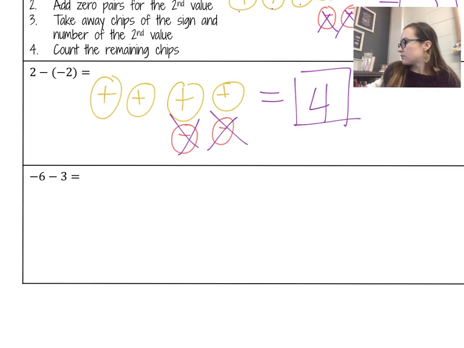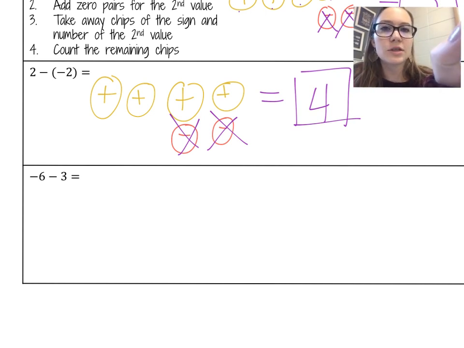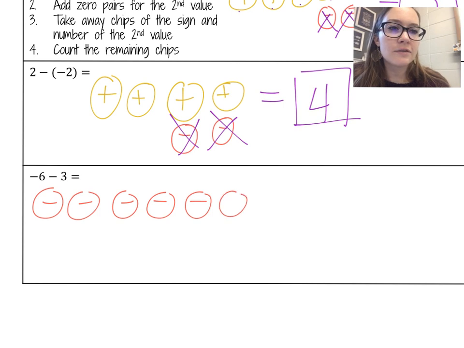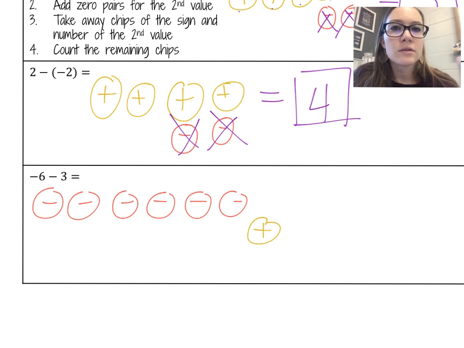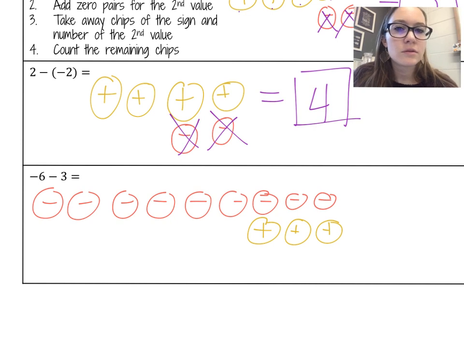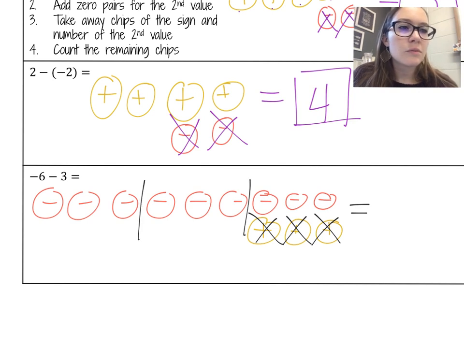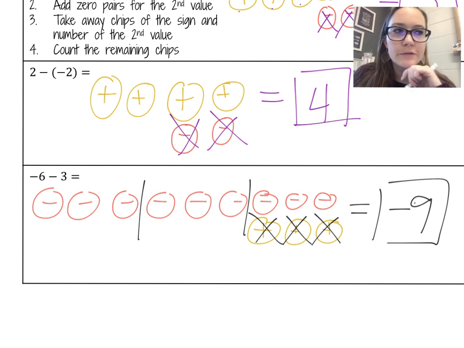Okay? Last example on this page. So -6 minus 3. I'm going to show -6. 1, 2, 3, 4, 5, 6. I don't have any positive 3's to get rid of, so I'm going to add 0 pairs. There's 1 positive, 1 negative. Here's a +2. Here's a +3. So now I can take away +3. I'm left with -9 because I have 9 negative chips. So -6 minus 3 is -9.